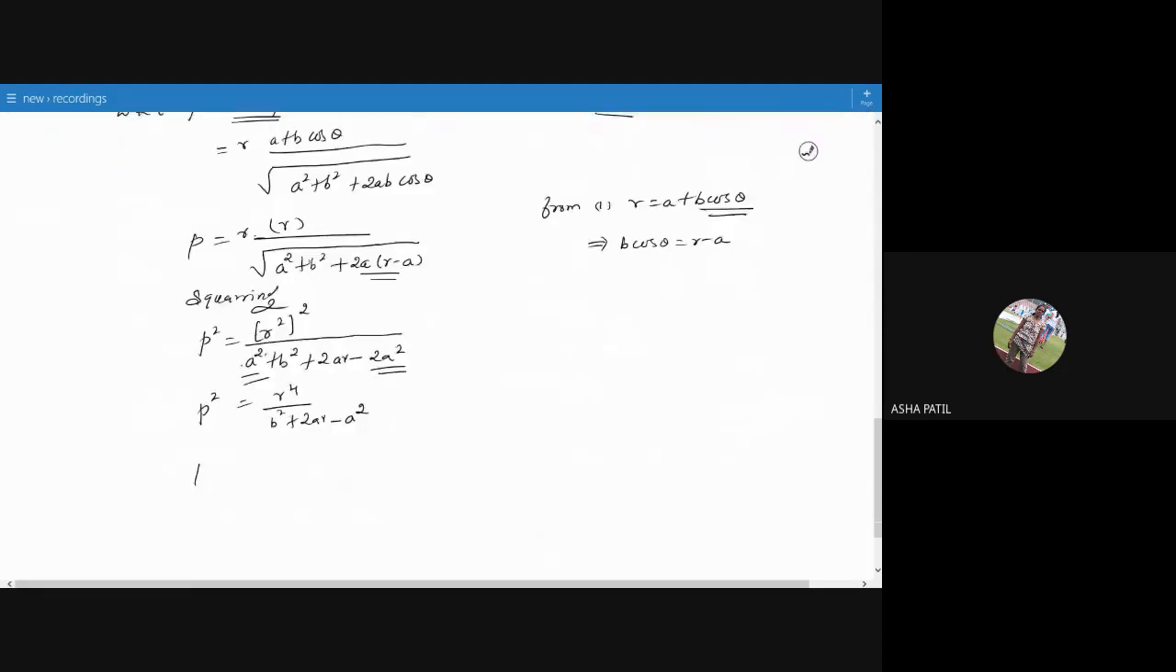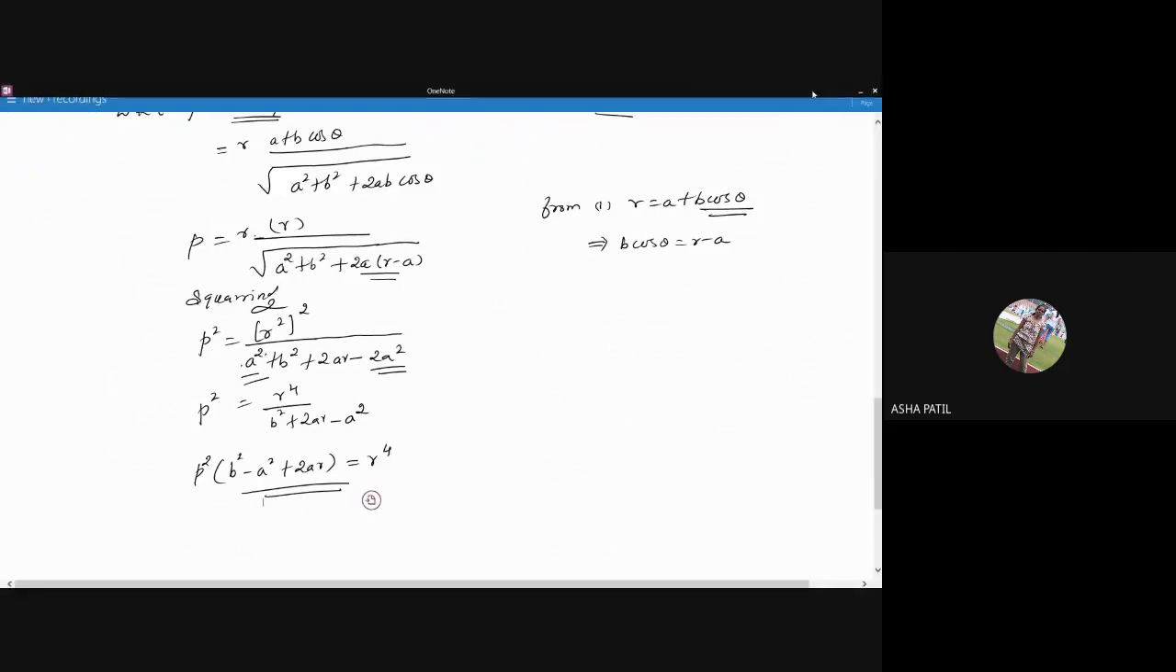Hence, we write the pedal equation as p square into (b square minus a square plus 2ar) is equal to r raised to 4. This is the pedal equation for the given curve, r equal to a plus b cos theta. Thank you.